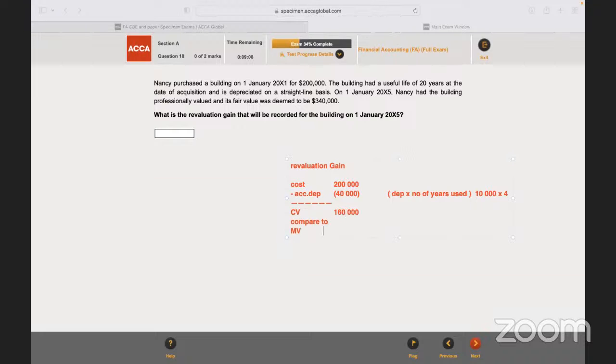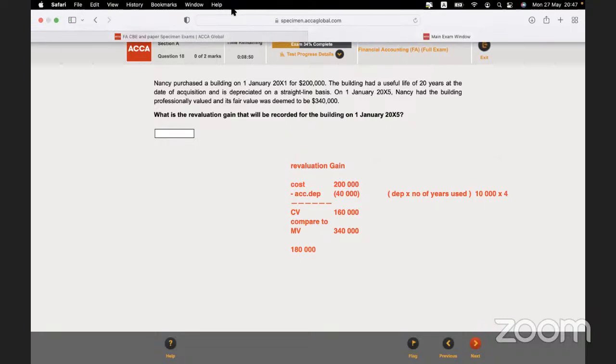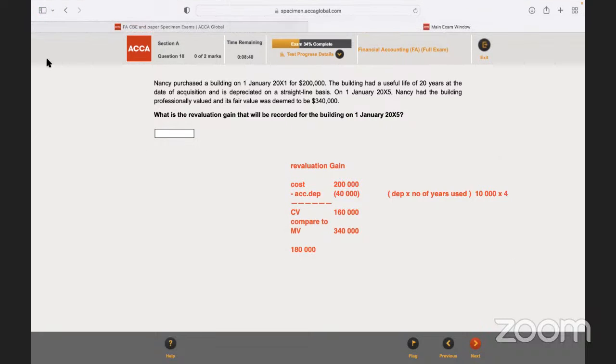When we compare to my market value, it is 340,000. So therefore, guys, 160 became 340, in the sense, guys, it has gone up by how much? 340 minus 160. Answer is, guys, 180,000. There is an increase. Right, very good, guys. Both of you have sent me the answers. Good, 180,000 should be the correct answer. That's it.